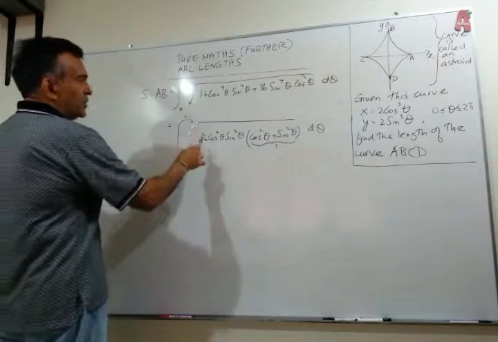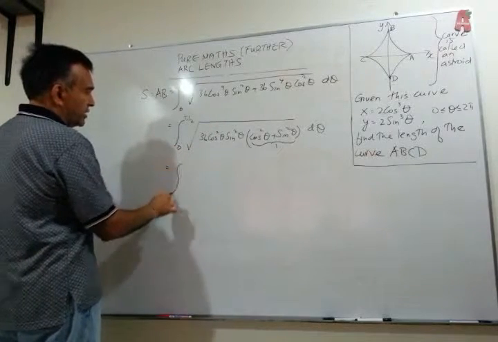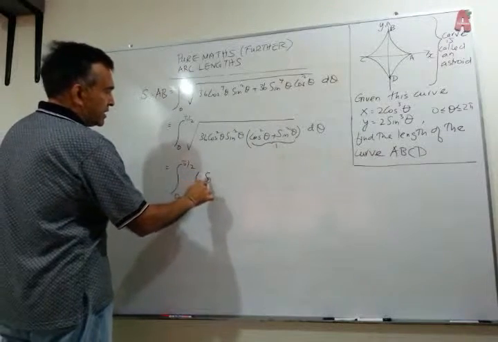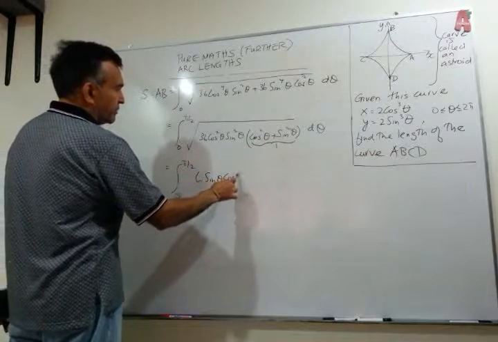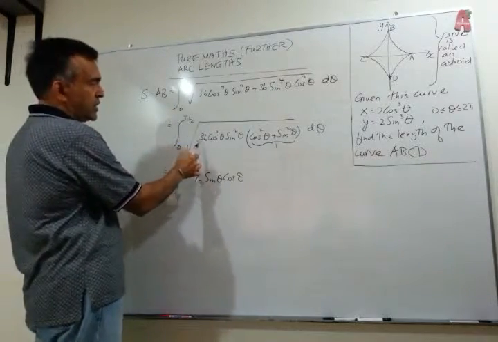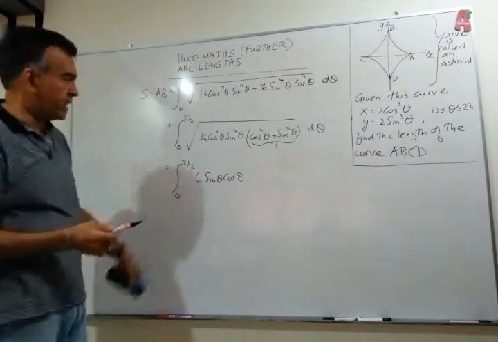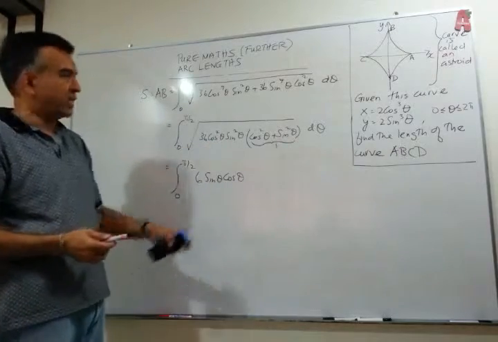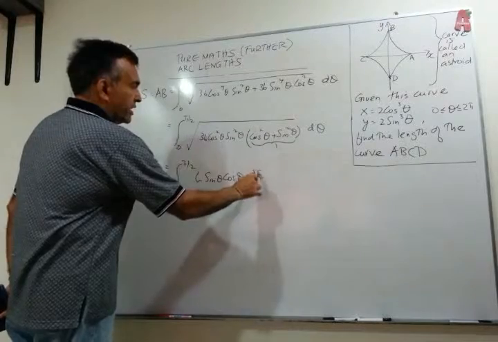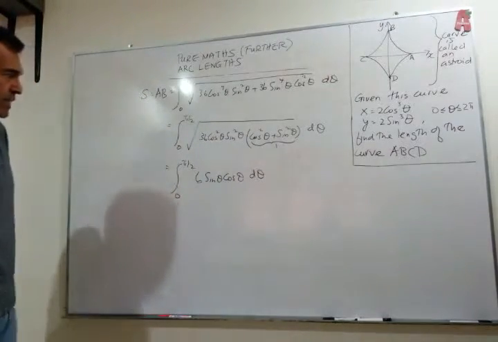So now the square root of this is pretty easy. Let's write it out. 0 to pi over 2, we have 6 sine theta cos theta. The square root of 36 is 6. The square root of cos squared theta will be cos theta. The square root of sine squared theta will be sine theta, and we are done. Let's write d theta to make it more complete.